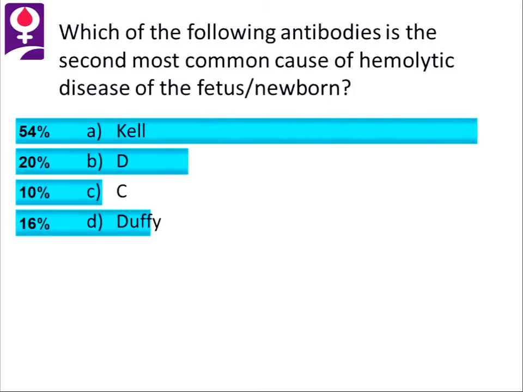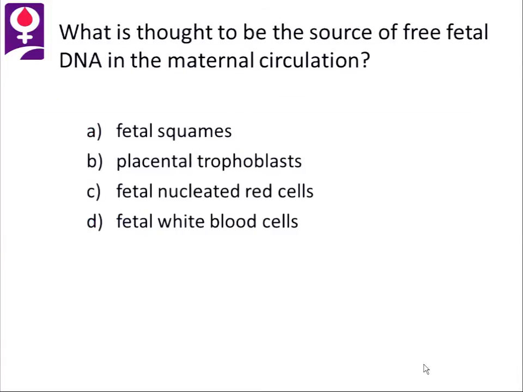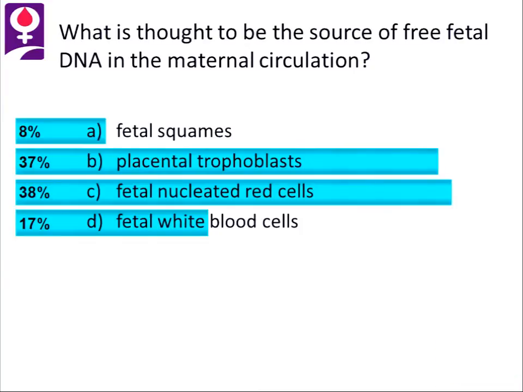Okay, and then we'll move to the next question, which will have some implications for prenatal diagnosis. What is thought to be the source of free fetal DNA in the maternal circulation? A, fetal squames, B, placental trophoblasts, C, fetal nucleated red cells, or D, fetal white blood cells? Okay, so let's move back to our slides, please.